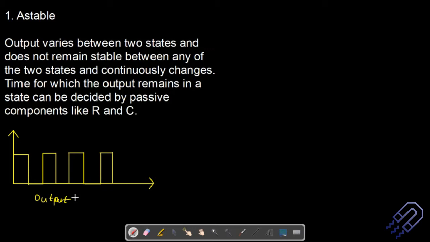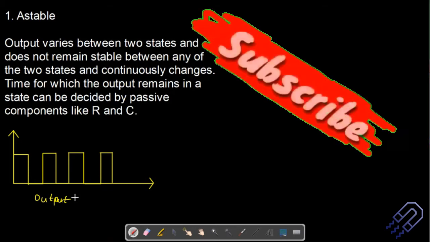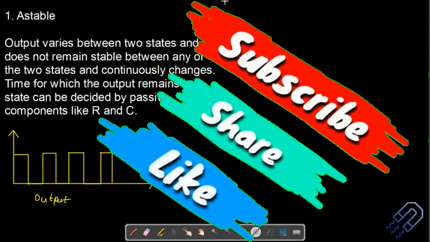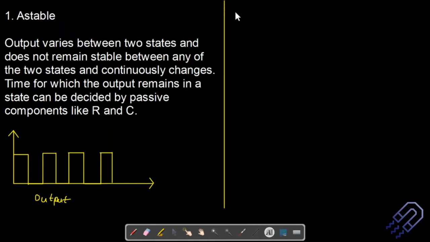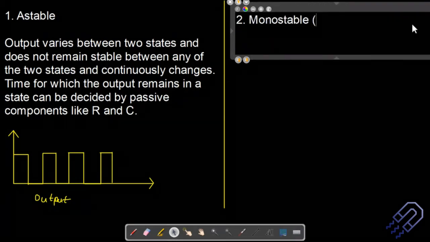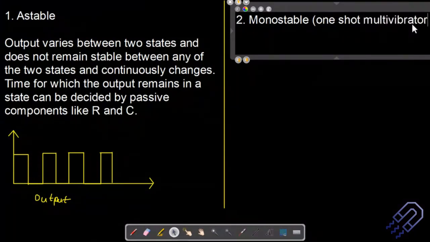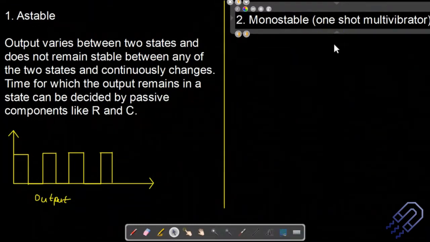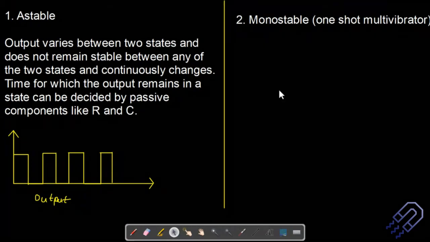Okay, let's talk about the monostable multivibrator. That is again important. So let's talk about number two. Number two is monostable, or this is also called a one-shot multivibrator. You can easily know why it is called a one-shot multivibrator. As you can understand, there is monostable, which means there is one stable state.